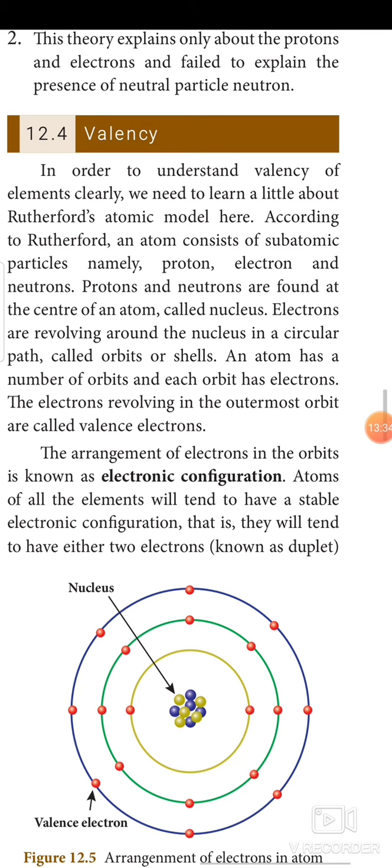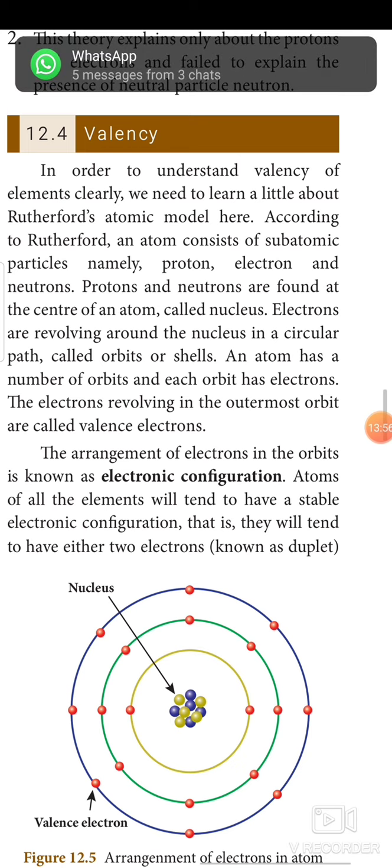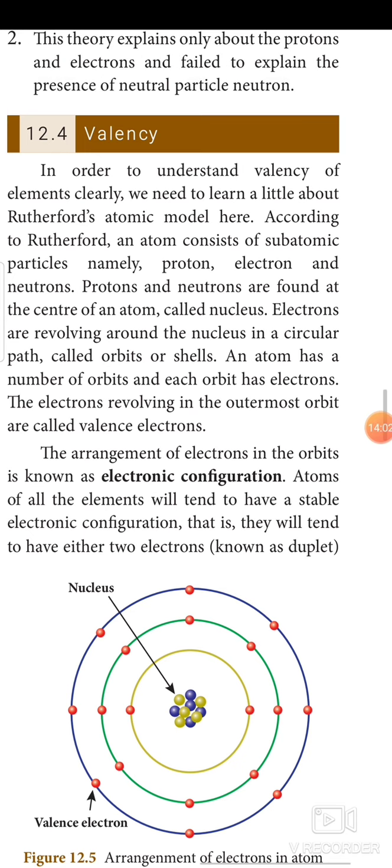Atoms of all the elements tend to have a stable electronic configuration. That is why they tend to have either 2 electrons, known as duplet, or 8 electrons, known as octet, in their outermost orbit. For example, helium has 2 electrons in the outermost orbit, so it is chemically inert. Similarly, neon is chemically inert because it has 8 electrons in the outermost orbit. What is the meaning? If there are 2 or 8 electrons in the outermost orbit, it will not react, it is chemically inert. It will not react with any other substances. It will not make a bond with another molecule or another atom.